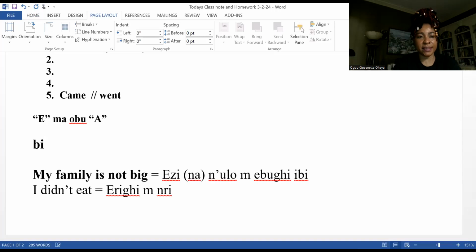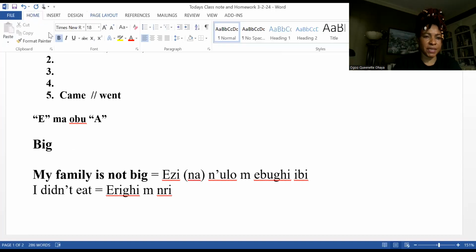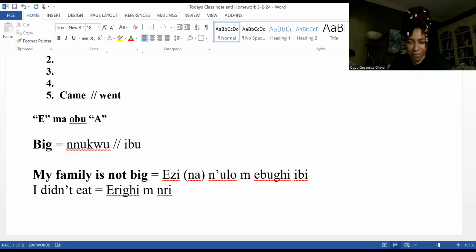Okay. Big. So it's Nuku. Big means Nuku. Okay. Big means nuku. When you say it is big, big also means what? Ibu. Now, when you see a fat person, you say oburu ibu. You see that? So big means nuku. Some people say odi nuku.